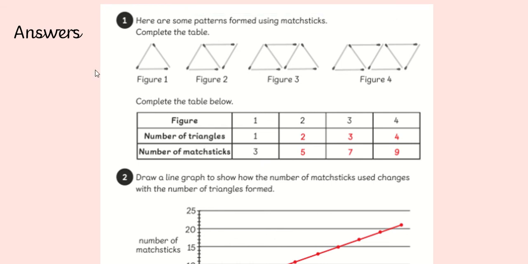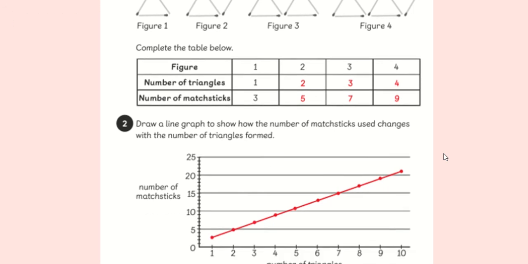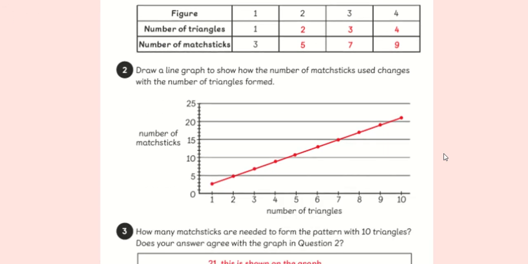Okay, then here we have got our answers. Okay, so this is what your table should have looked like. Okay, so number of triangles go up, number of matchsticks go up. Okay, and here is our line graph. So they pop these points in here that even though we don't know what happens with 15 matchsticks, we can predict it. Okay, predict the number of triangles.